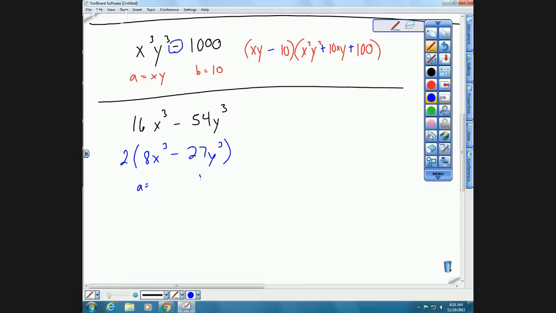So my A is what? 2x, and my B is 3y. So I do A and B. A squared: 2x times 2x would be 4x squared. B squared: 3y squared would be 9y squared. And then A times B in the middle would be 2x times 3y, which is 6xy. And my sign is a minus, so same sign, opposite sign, plus sign. And don't forget your 2 out front.